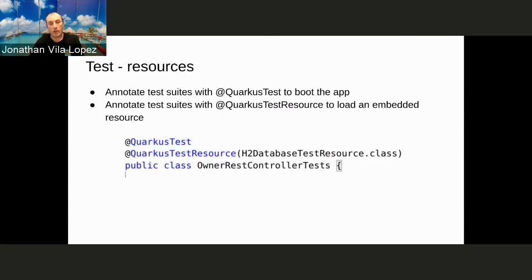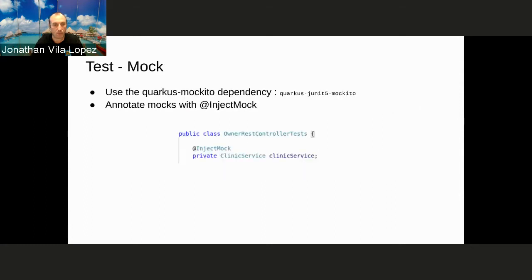Regarding test resources, in testing you are going to start an in-memory database, in this case H2. For doing that, it's a matter of adding the Quarkus test resource annotation and specifying which resource you want to start. Then with the properties configuration, you will connect to the database and your test will be connected. Regarding injecting mocks, if you use the Quarkus JUnit 5 Mockito extension, then you add this inject mock annotation and you will have the bean injected in your test.